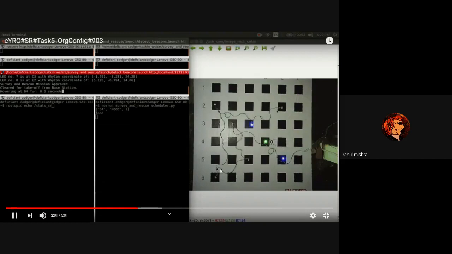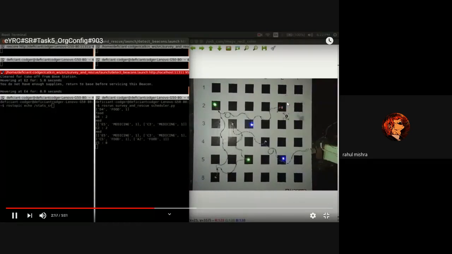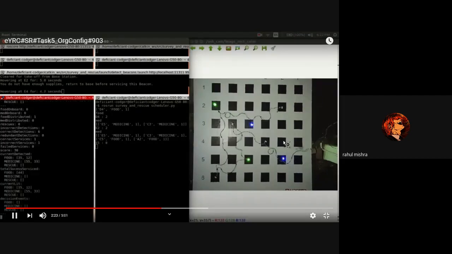So see this, the first beacon showed up as food. So it went over there and fed the food, then went over to the medicine. But as soon as the drone saw that a rescue was needed, it immediately went over to the rescue. And if you want to complete the rescue mission, you have to hover there for 5 seconds and then come back to the base. So the point where this drone is hovering is actually the base. So this goes on serving food, medicine, and rescue.